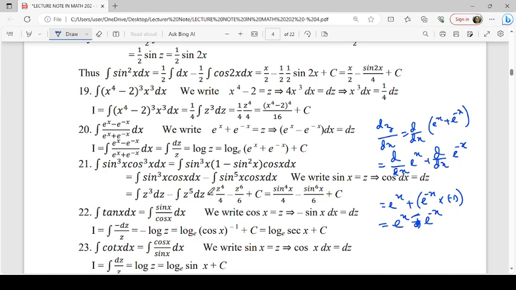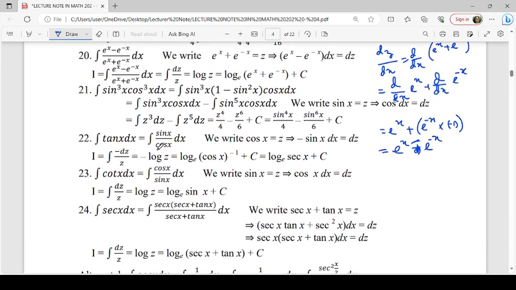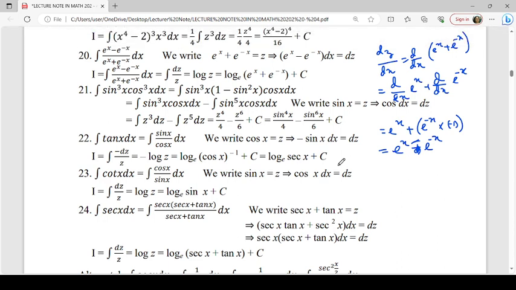So it is z to the power 3 plus 1 by 3 plus 1, and this is z to the power 5 plus 1 by 5 plus 1, plus constant. So z to the power 4 is sin to the power 4 x by 4. In this way we need to substitute so that we can have a standard formula for this.